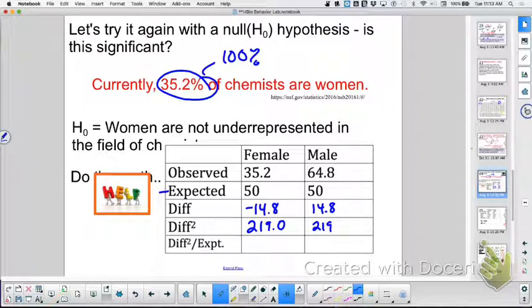Then you take 219 and divide it by, what did we expect? 50. And over here, 50, and what does that number come out to be? 4.38. So we'll say that is 4.4, and this one is 4.4. And then remember, we do the sum of those. So 4.4 plus 4.4 equals? 8.8. Does that sound like it's significant? It might be.